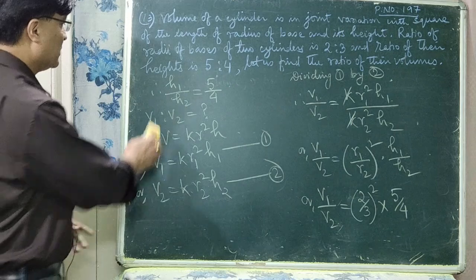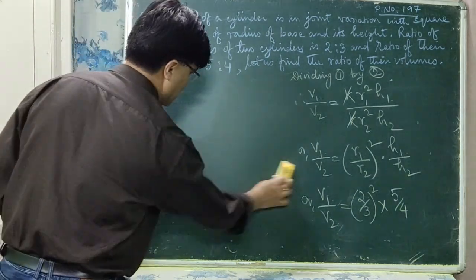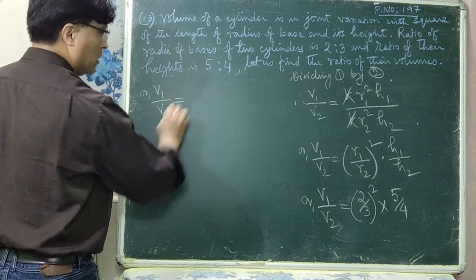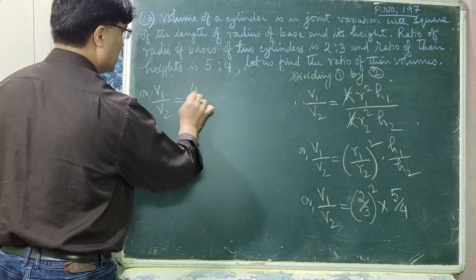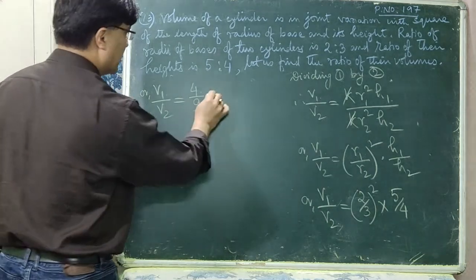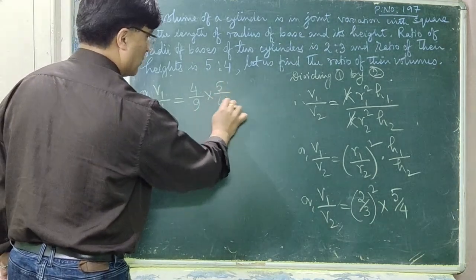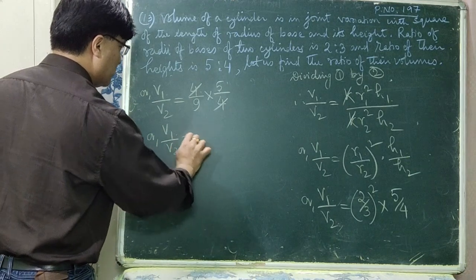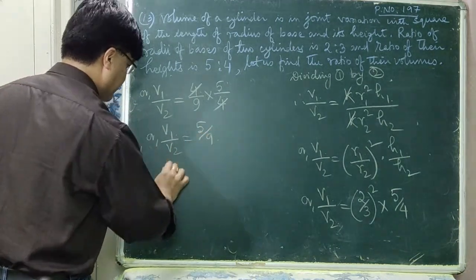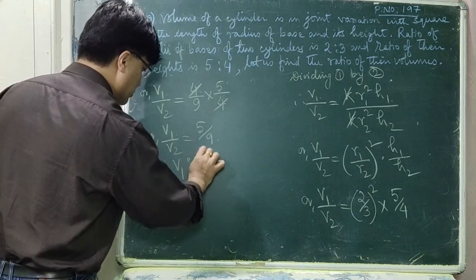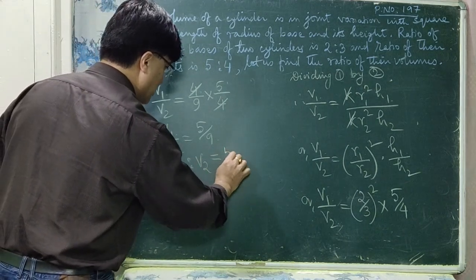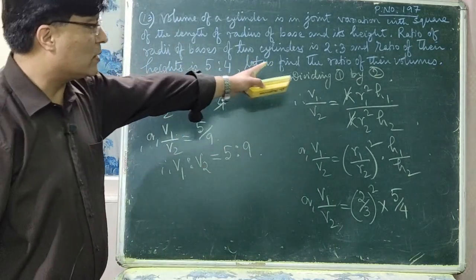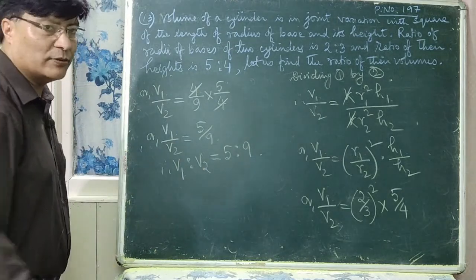So now let us simplify it. V1 upon V2 is equal to 2 by 3 whole square, that is 2 square is 4, divided by 3 square is 9, into 5 by 4, right? So your 4 and 4 get cancelled. So V1 upon V2 is equal to 5 upon 9. So you can write it in terms of ratio: V1 is to V2 is equal to 5 is to 9. Is that clear? So what is the ratio of the volumes? It is 5 is to 9.